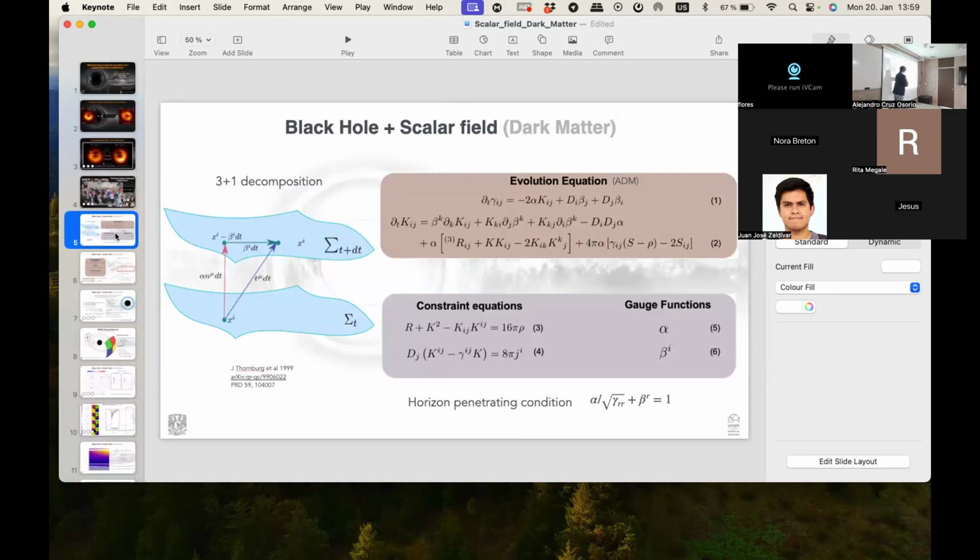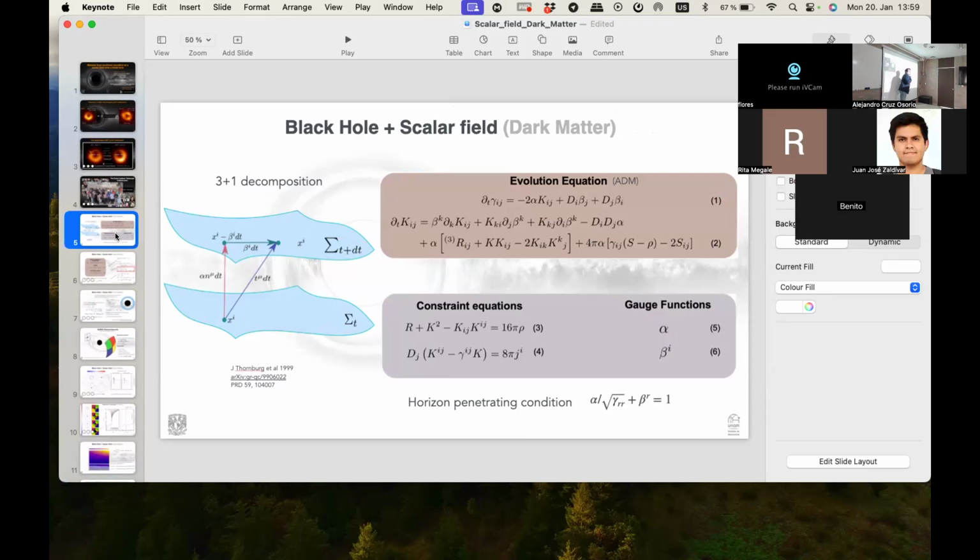Well, these are the constraint equations, and this is the gauge condition. So we basically have to impose this, and the relation is coming from the Schwarzschild metric. So we know that in Schwarzschild in Eddington-Finkelstein coordinates, this relation is satisfied. And then we impose this condition in our simulations.